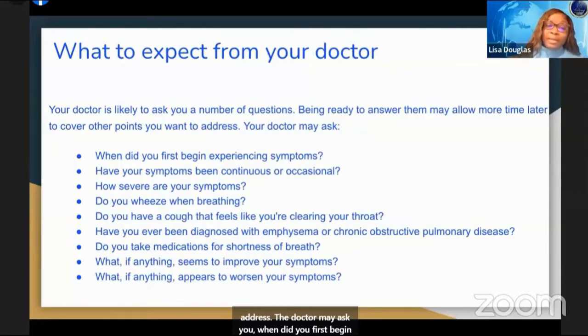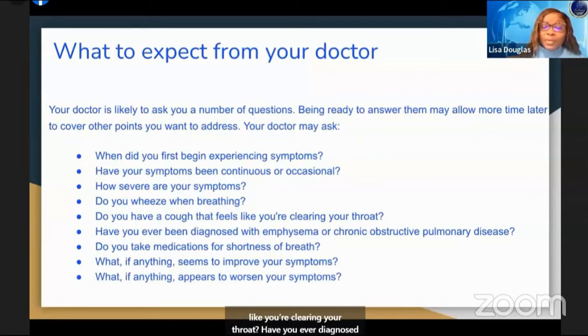The doctor may ask you, when did you first begin experiencing these symptoms? Have your symptoms been continuous or occasional? How severe are your symptoms? Do you wheeze when breathing? Do you have a cough that feels like you're clearing your throat?